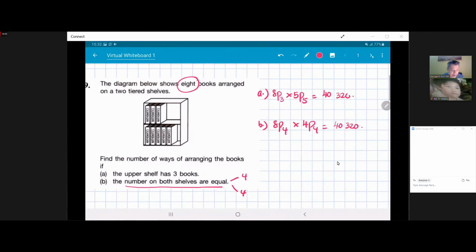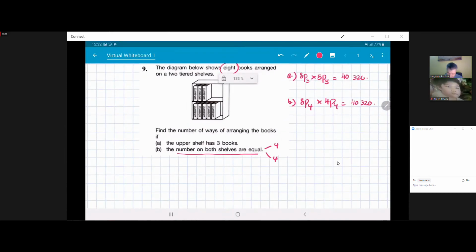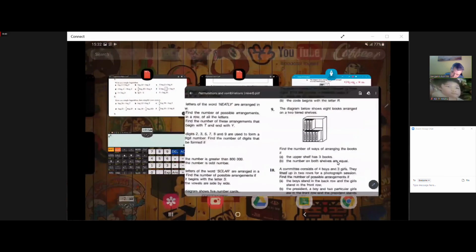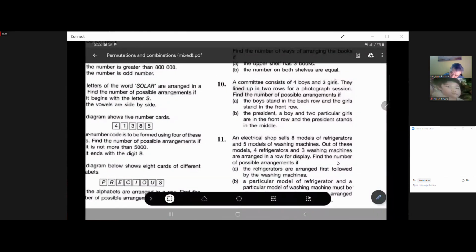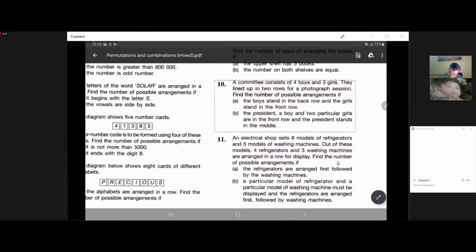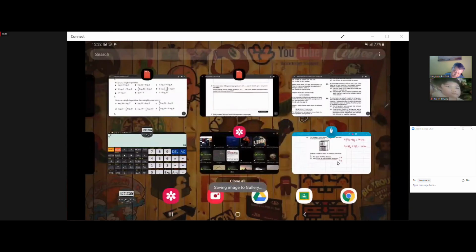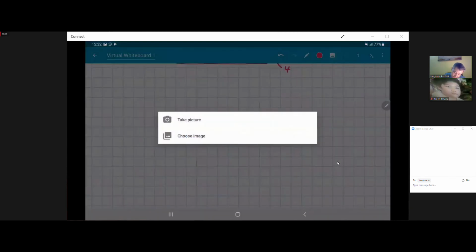Now let's look at further questions involving rows. Let's do number 10 first before we come to number 11, because number 10 also we got 2 rows. Dua barisan. Okay, question number 10. For question number 10 here, we've got 2 rows. Terdapat 2 barisan.